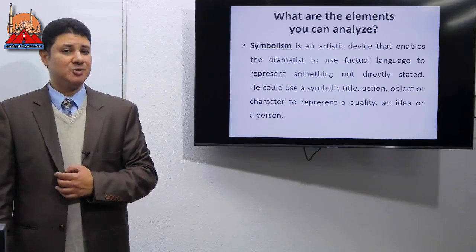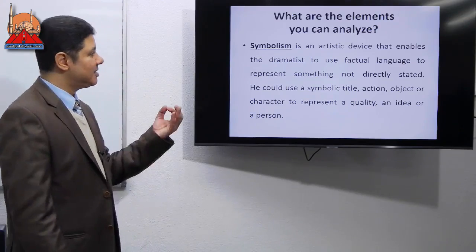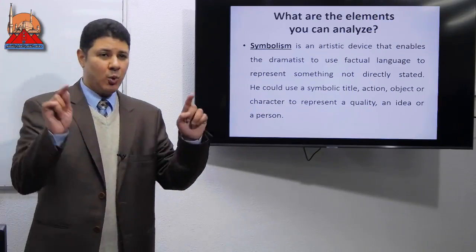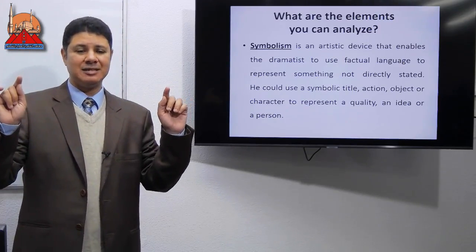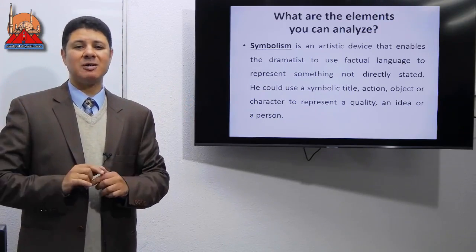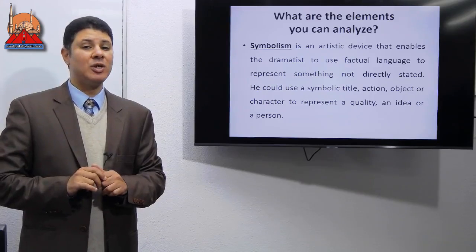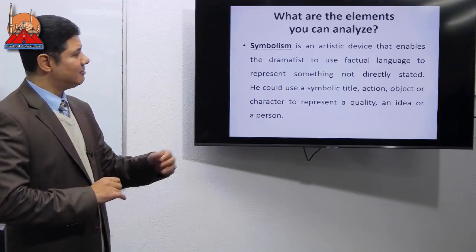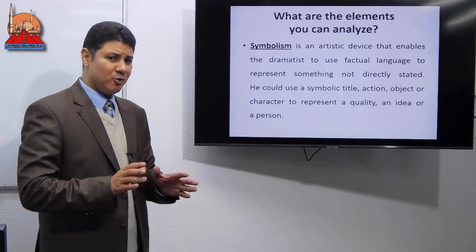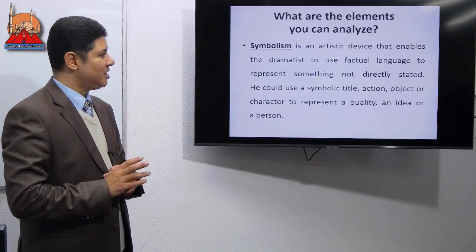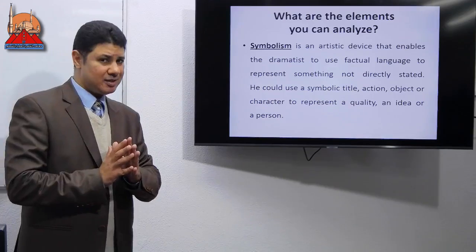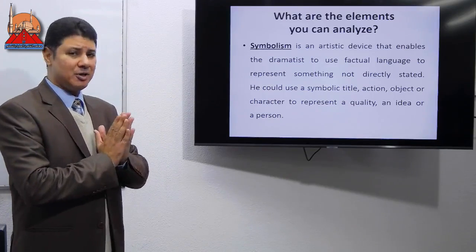Another element you need to understand is symbolism. What the dramatist uses in his drama is what we call symbols. So what is symbolism? Symbolism is, first of all, an artistic device. It is a device that belongs to arts.